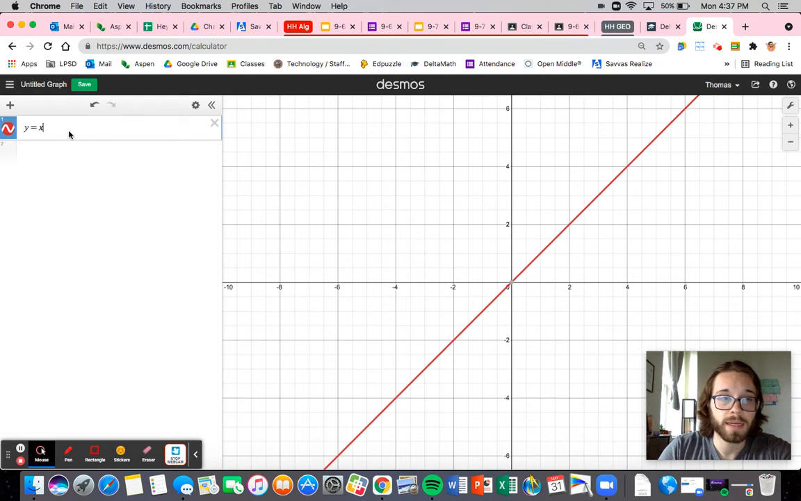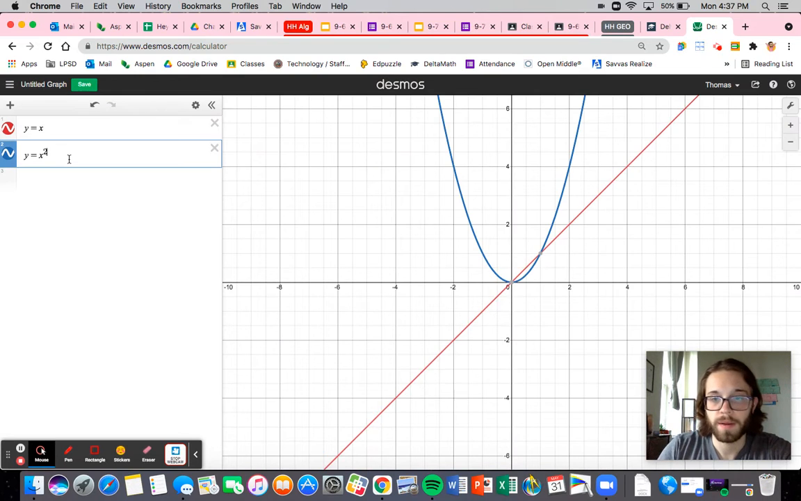Y equals x squared, right? So you can see here we have 2 situations where this works. We have 0, 0, which makes sense. 0 is equal to 0 and 0 is equal to 0. And we have 1, 1, which still makes sense, right? So we do have two solutions to this.